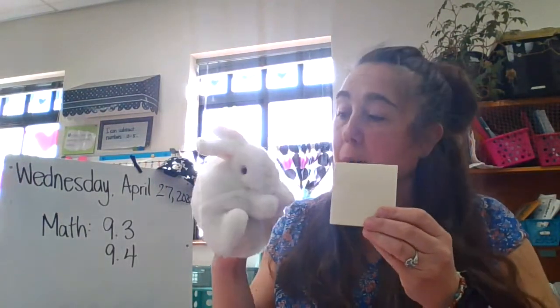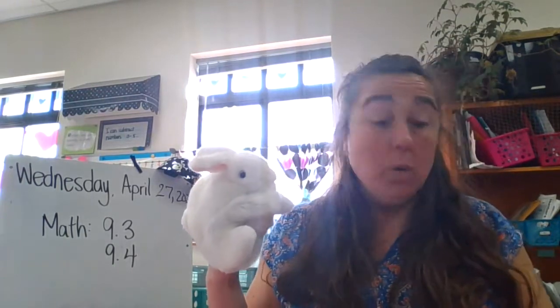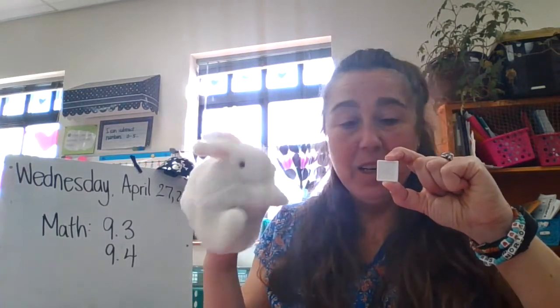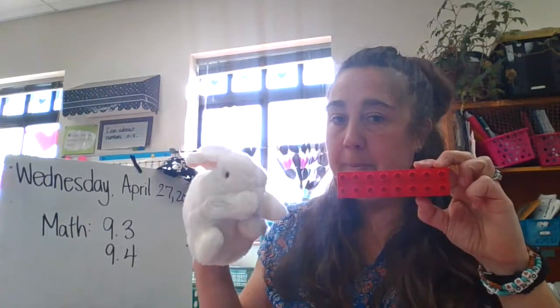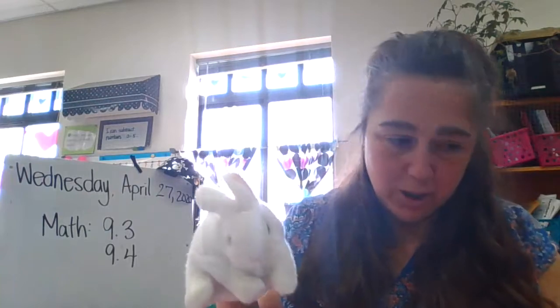Square. You are right. It is a square. Good job, Bunny. All right, last one. Oh, no, 2 more. Square. That's right. Way to help Bunny out. That's a square. Not a square. Good job.